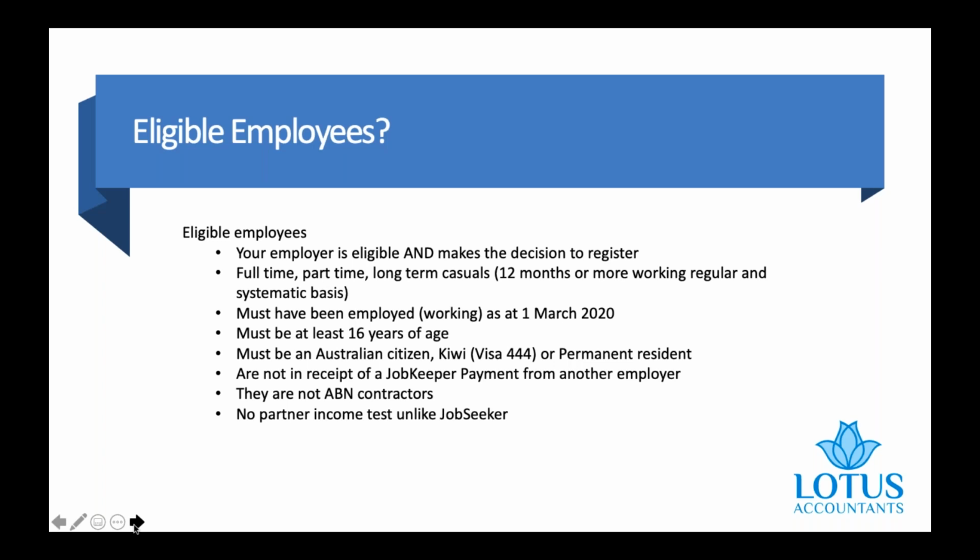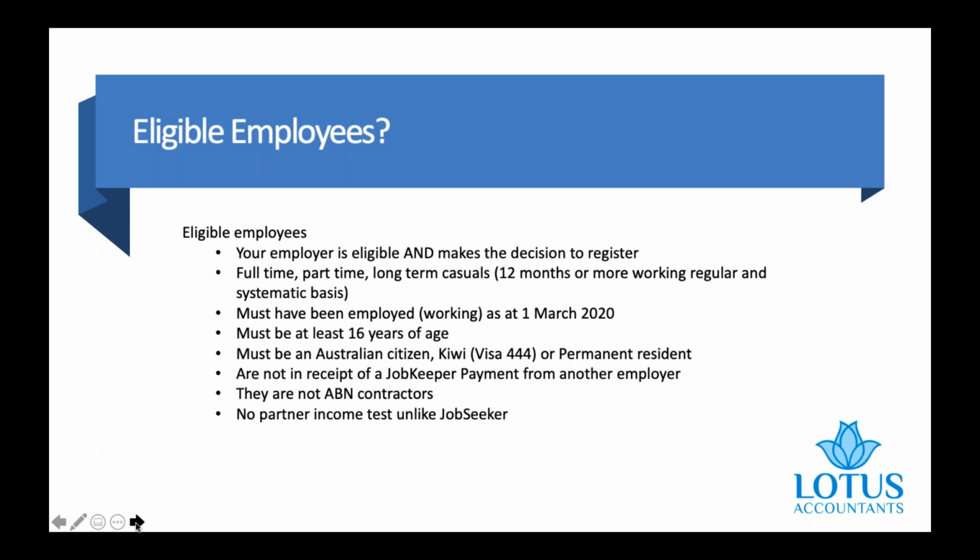You need to be at least 16 years of age. You need to be an Australian citizen, a New Zealand citizen, on a visa 444, or a permanent Australian resident for tax purposes. You also can only be in receipt of JobKeeper from one employer, so that is going to be part of the nomination form that you're requested to fill out.